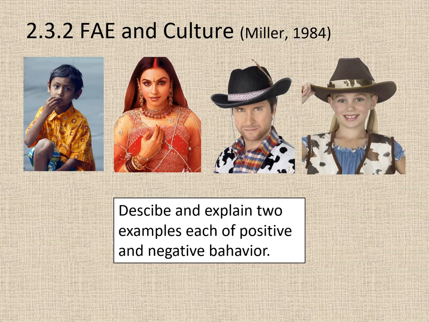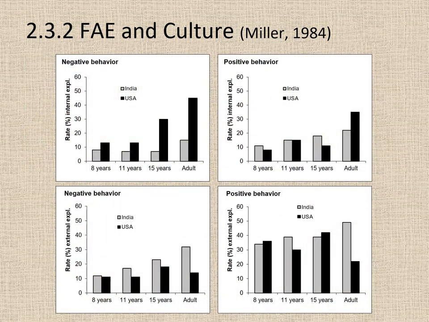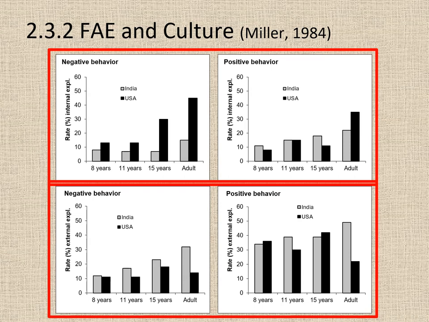Again, these descriptions are read by raters and categorized either as internal explanations or external explanations, and we'll have a look at the results here. Okay, so the upper panels here are internal explanations. The higher the bar, the more internal explanations are given to the behavior. We have negative and positive behavior here. As you see, for 8-year-olds, there isn't much difference between India and the States. Children explain the behavior in a similar fashion. If you look at the subjects from India, there's not much difference between the age groups.